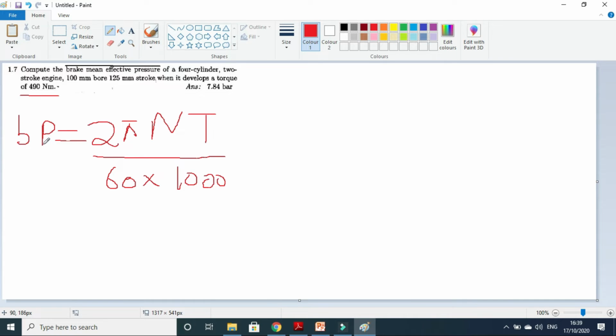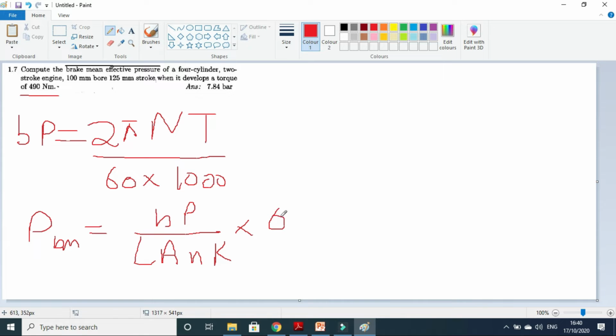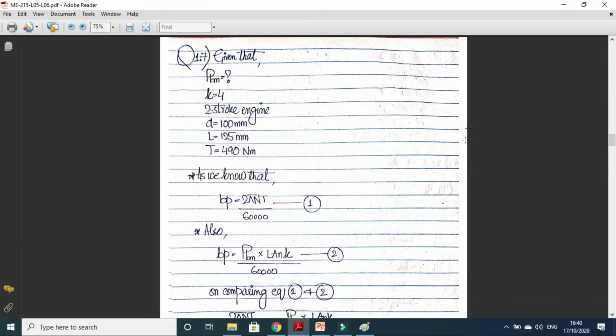So in order to bring it into kilowatt, you need to divide by 1000. And brake mean effective pressure formula was brake power divided by L A N K. If you put N in RPM, you need to multiply by 60, and if you put brake power in kilowatt, it will be 60,000. So these are the formulas which you need, then you can solve this numerical very easily.